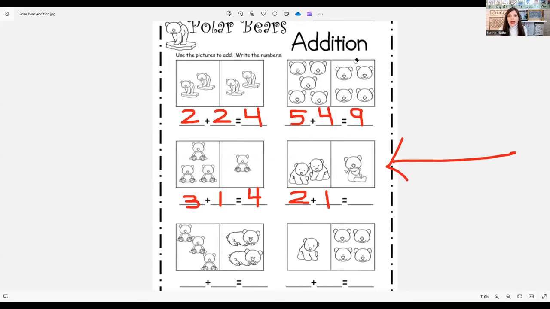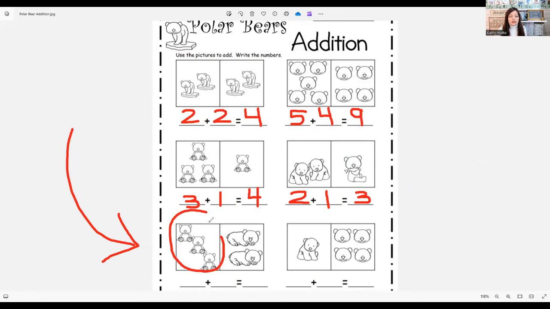One. How many polar bears all together are there? One, two, three. Two plus one equals three. Okay, let's do the next one.